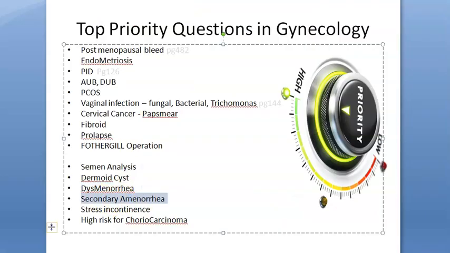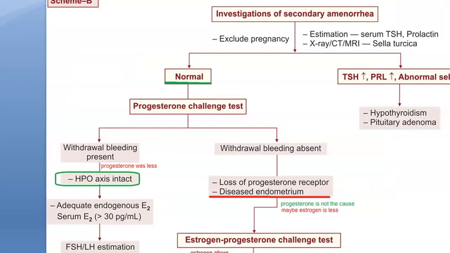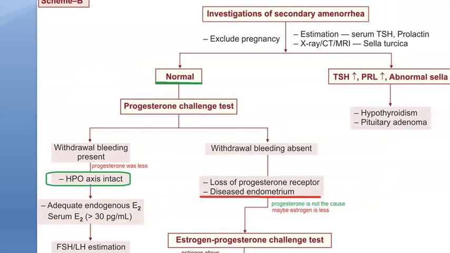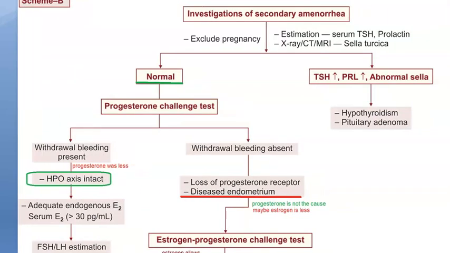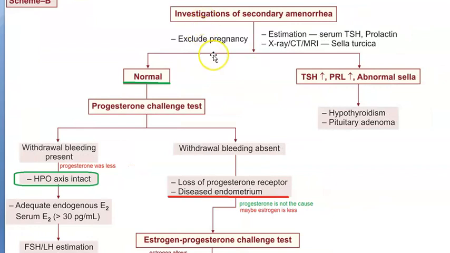Now let us look at secondary amenorrhea. Secondary amenorrhea means these people have had periods before, now it has stopped. That means they could be pregnant, okay? The first thing you'll rule out is pregnancy. Then you'll also check if there is some thyroid issue, hypothyroidism, etc. Then thyroid levels you will check.